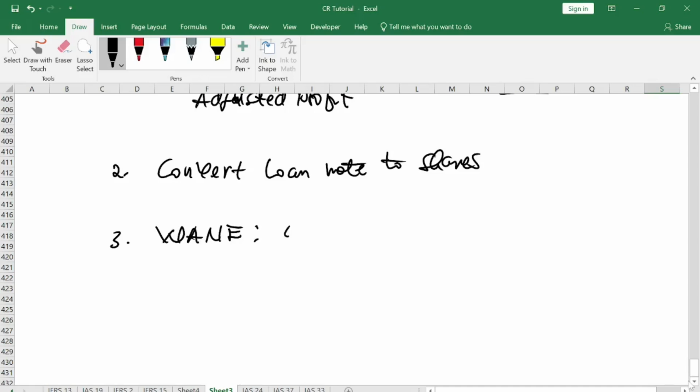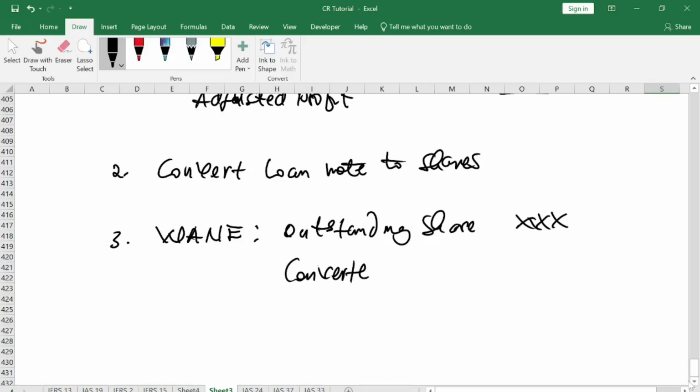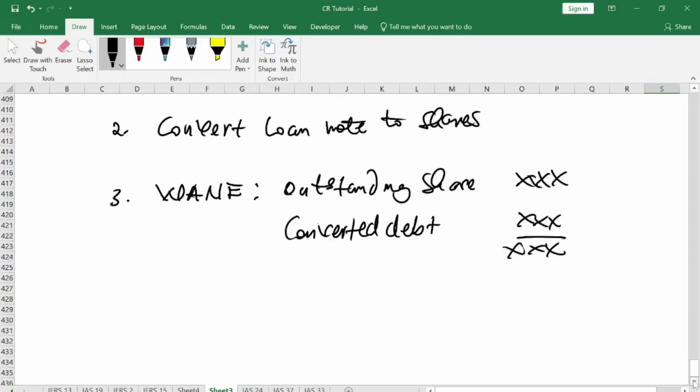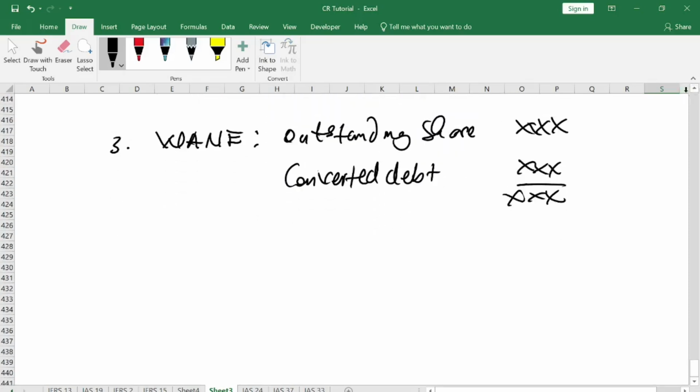So you find your WANS. You bring your outstanding shares, then you add your converted debt to this. That gives you your total WANS. Let us look at this example.